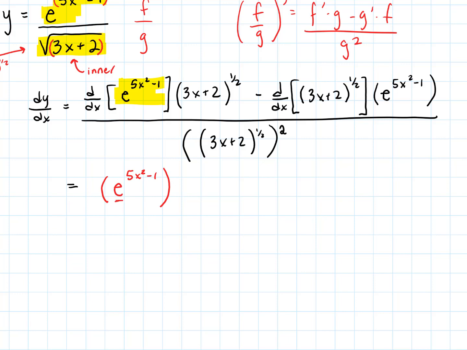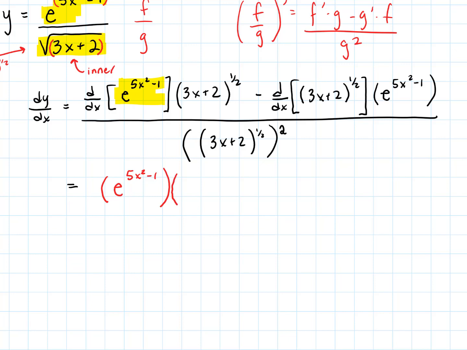It is the exponential evaluated at the inner function. So we keep the inner function. We took a derivative. I know it doesn't look like we took a derivative, but we did. It looks the same as e to the 5x squared minus 1 because the derivative of e to the x is e to the x.